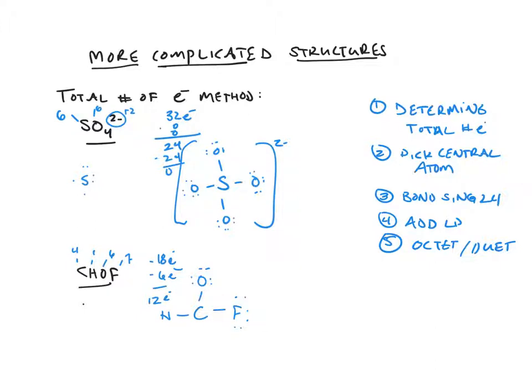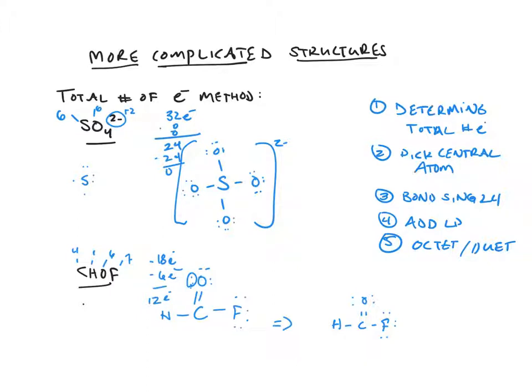Remember that fluorine cannot double bond. Oxygen, however, can. So instead of this being a lone pair, I'm going to make it a double bond. My final structure has carbon double bonded to an oxygen, single bonded to a hydrogen and a fluorine, 2 lone pairs on the oxygen, and 3 lone pairs on the fluorine.